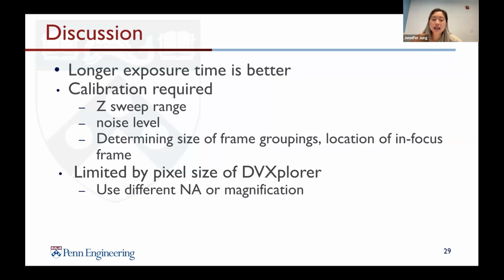Additionally, I noticed that this particular image is limited by the pixel size of the camera that I'm using, because the smallest image is literally the size of 1 pixel. So I cannot image anything smaller than 1 pixel. Future work could be to use an objective with a different magnification or a different NA to help with that.